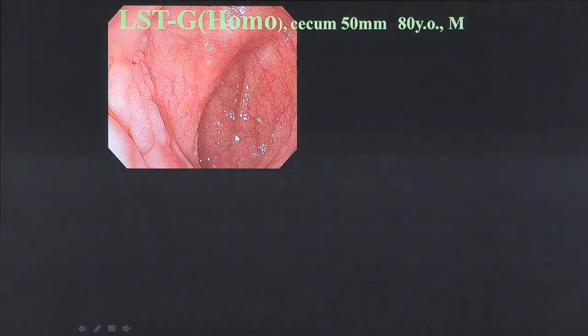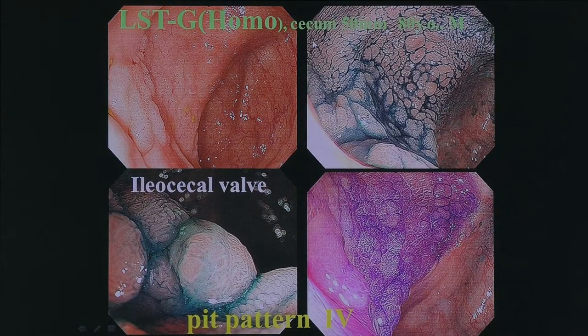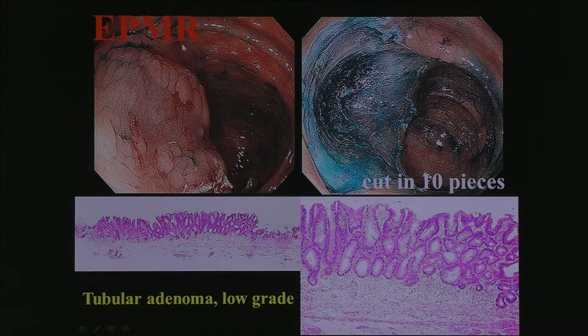I'll show you another lesion. The diameter was 50 millimeters. It was located at the cecum. And the lesion extended slightly into the ileocecal valve. And I decided to perform piecemeal EMR, and it was cut in 10 pieces. I collected all the specimens, and the pathological diagnosis was just benign adenoma.